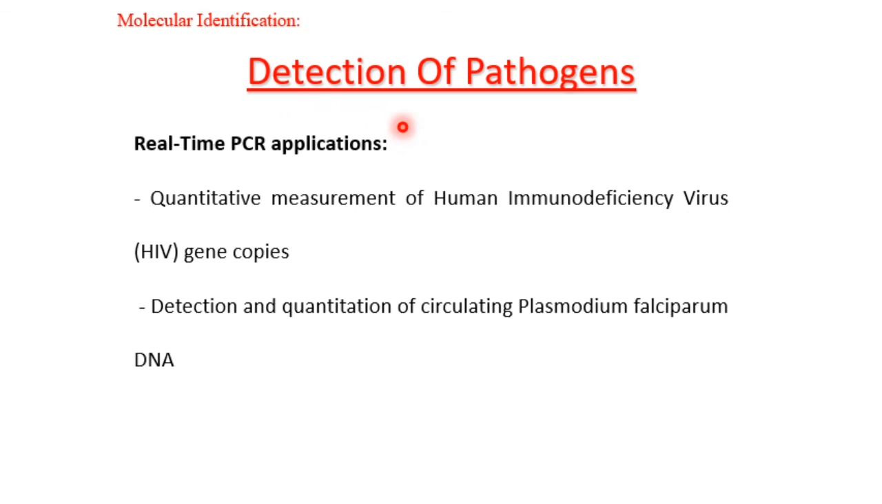Examples for detection of pathogens by using a real-time PCR application are quantitative measurement of HIV virus copies, and detection and quantitation of Plasmodium falciparum DNA.